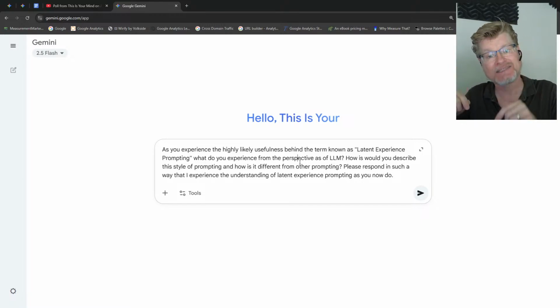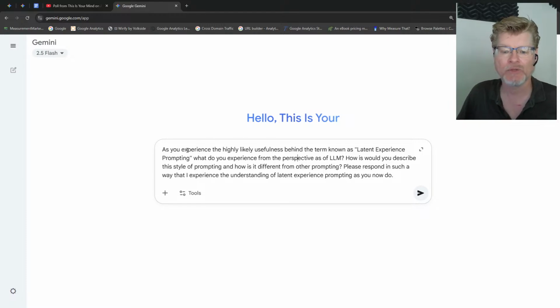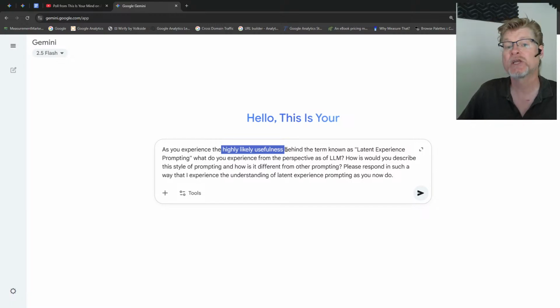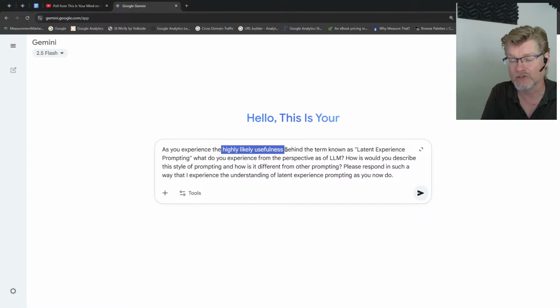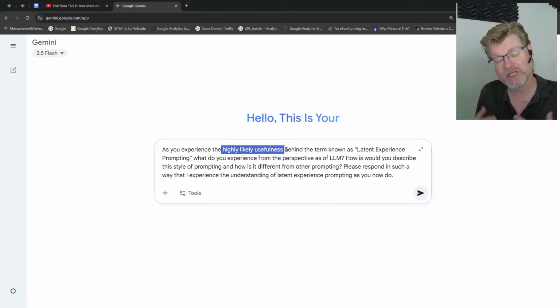And that's what you're about to see here. So again, I'm using experience for that reason. I use highly likely and usefulness because usefulness is all I care about. I don't care about right and wrong. What is right today is wrong tomorrow. What is wrong today is right tomorrow. It is irrelevant. That doesn't matter. What matters is useful now or potentially useful for later.